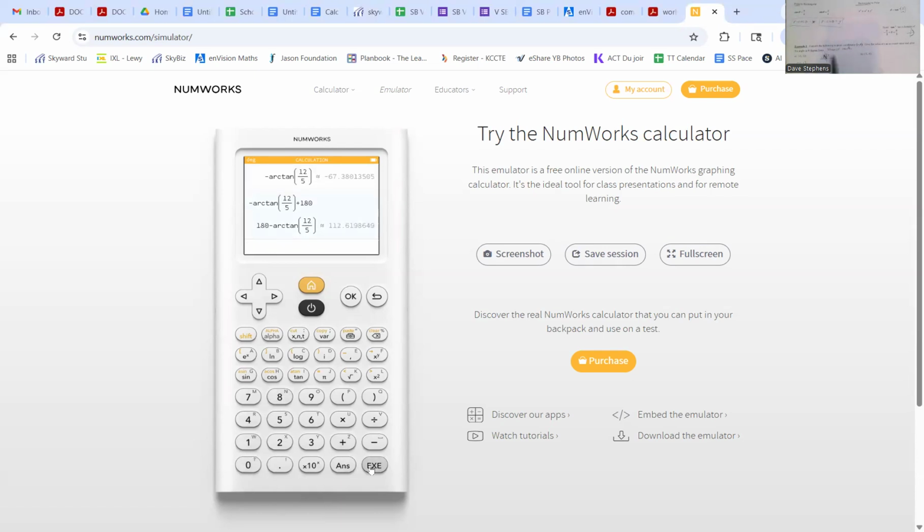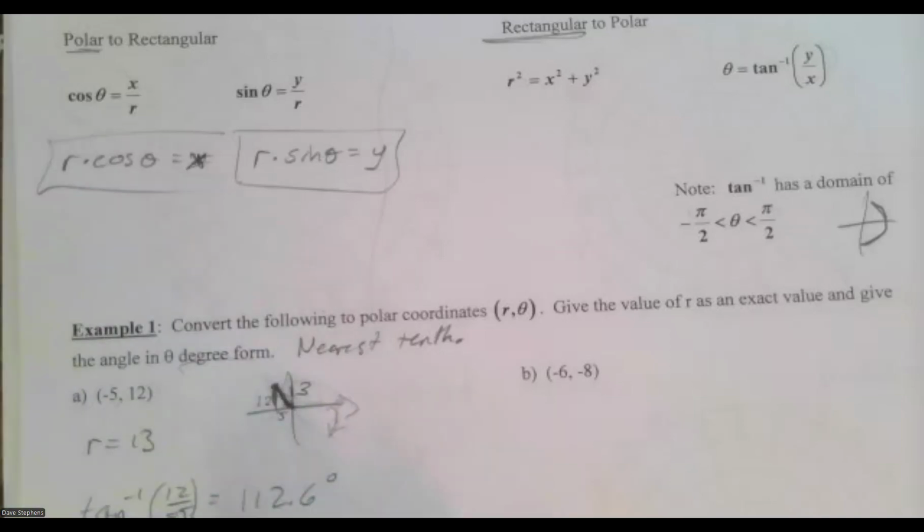Oh, I guess you can't see this. You couldn't see that. It's so silly of me. All right, so the angle that we're looking for, theta, is 112.6 degrees. So we say the tangent inverse of 12 over negative 5 is 112.6 degrees. I forgot that I was sharing my calculator. You couldn't see all that.